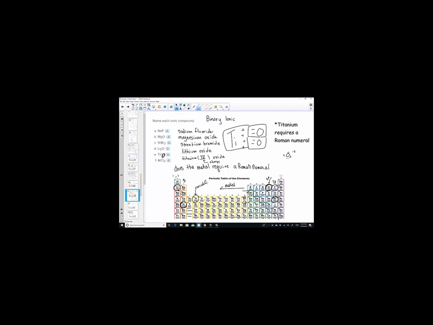One more in that set you wanted to check with me. Al, well, that's the element for aluminum. Does aluminum require a Roman numeral? And you answered no. It's a fixed charge of +3, so no Roman numeral. We named that simply aluminum chloride.